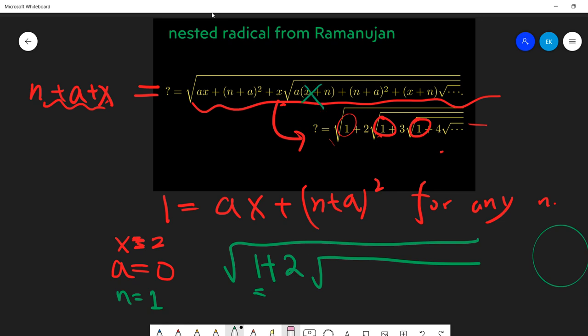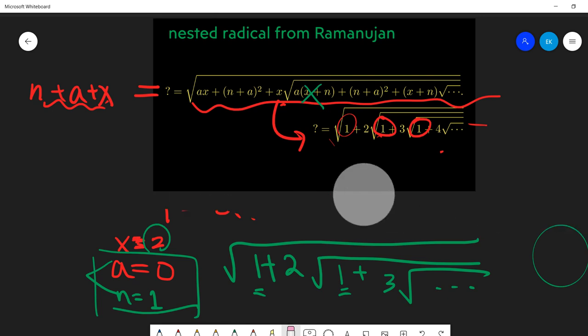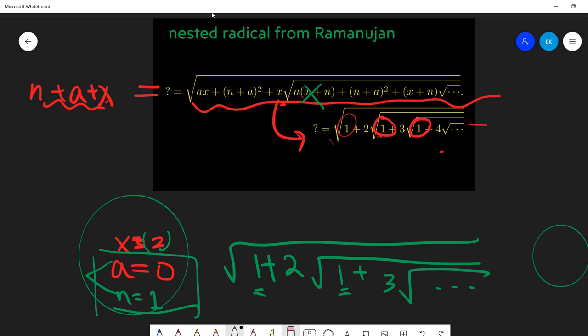This term is always 0, and then you get n plus a squared, so you get n plus a, which is 1. It's always 1. Plus x plus n, so 2 plus 1, which is 3, and keep going. This is a little bit confusing, but if you choose a to be 0, n to be 1, x to be 2, then you start from here and you keep going very well. So the answer will be 2 plus 0 plus 1. So the answer is 3.